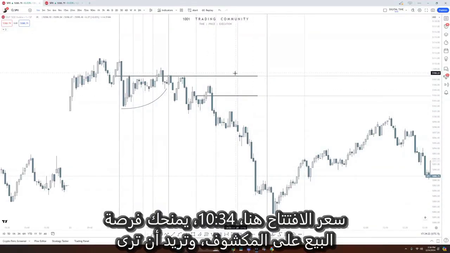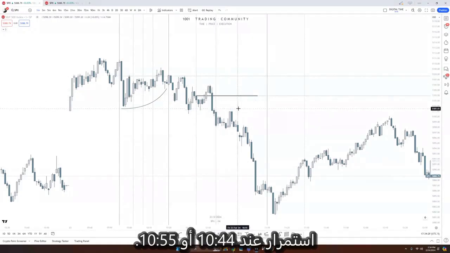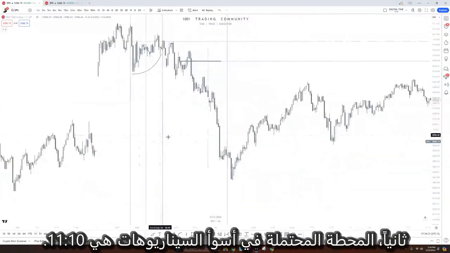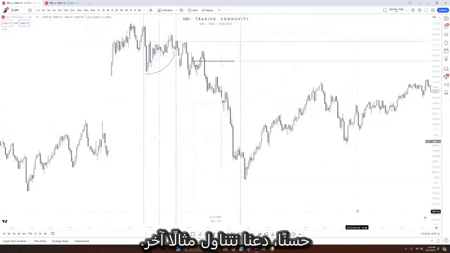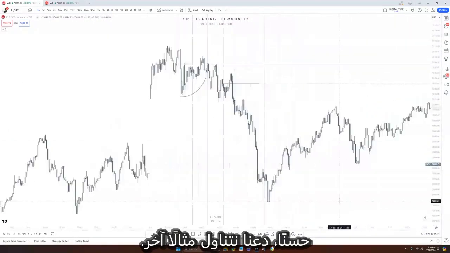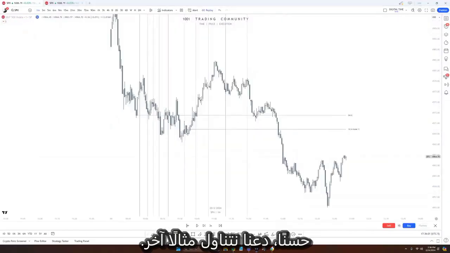Opening price right here, 1034. Gives you an opportunity to short, and you want to see continuation at 1044 or 1055. The potential terminus in worst case scenarios, 1110. Best case, it will continue till 1235 or even 1409. Okay, let's go through another example.